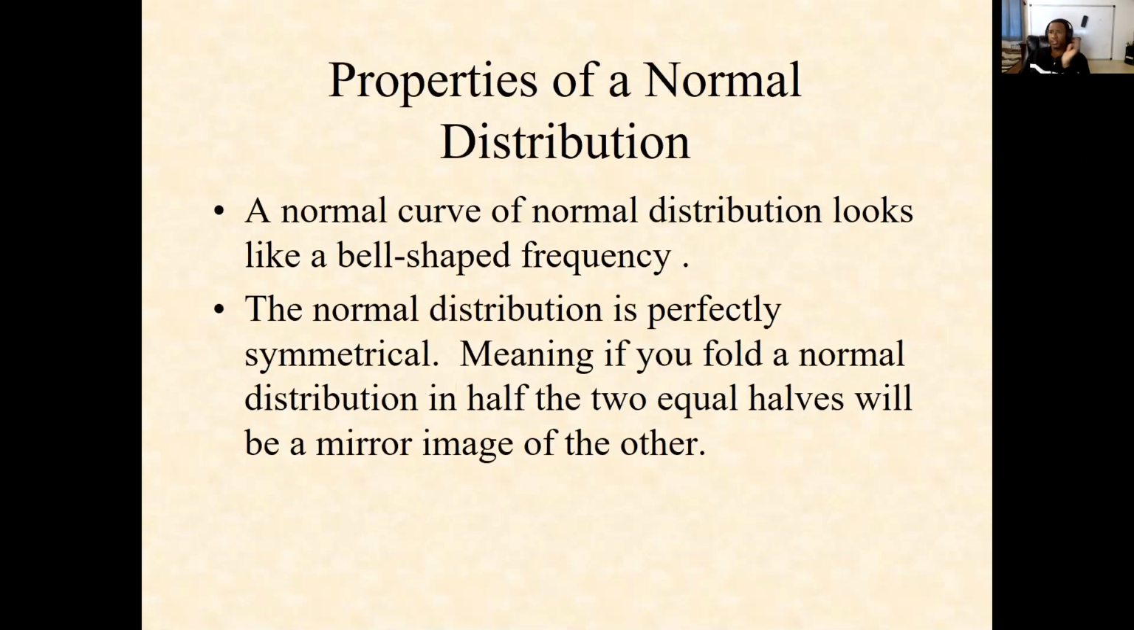Okay. So let's talk about how you know if you have a normal distribution, some properties of a normal distribution. A normal distribution, or a normal curve, looks like a bell-shaped frequency. The normal distribution is perfectly symmetrical, meaning if you fold a normal distribution in half, the two equal halves will be mirror images of one another. If you remember what we were talking about in chapter 3 with a symmetrical distribution, that I drew up there, that is a normal distribution.